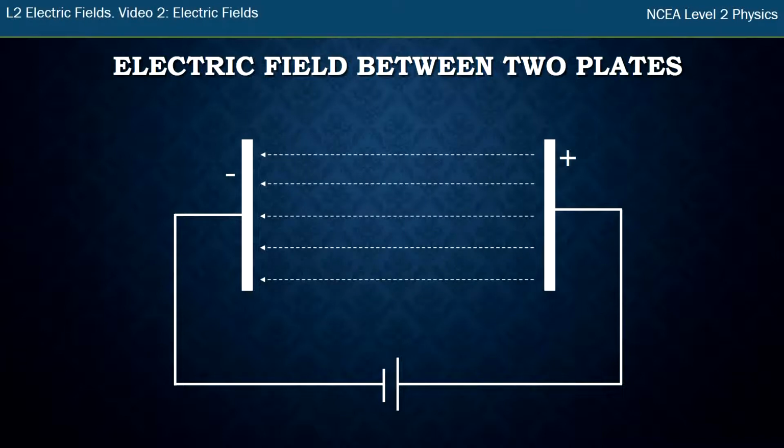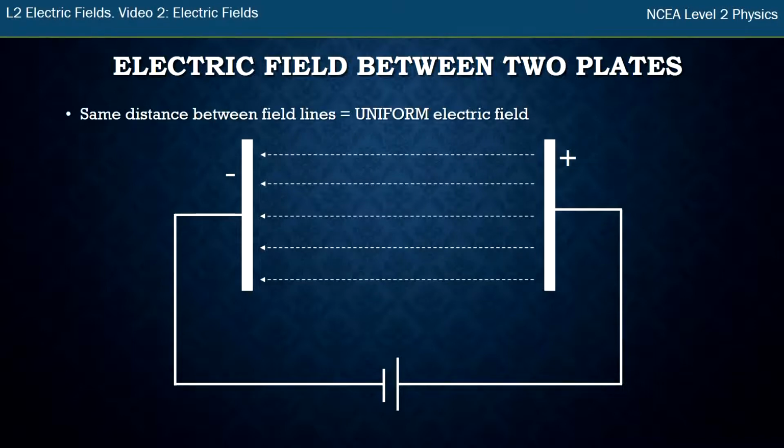Now this electric field is special. It's special because if you look carefully at the lines, they have the same distance between them. There's no point, unlike the proton, where the lines get more spread out or close together. So what you've got is a uniform electric field. This means that the field is the same everywhere. This makes it easy to do calculations and experiments with, and so this is a field that we often like to ask questions about in our exams.